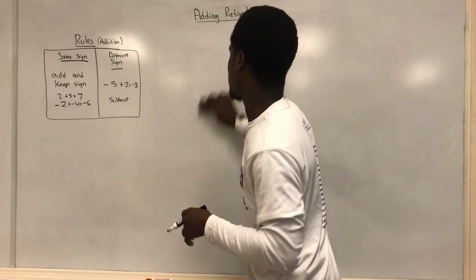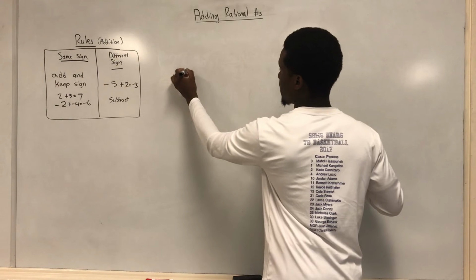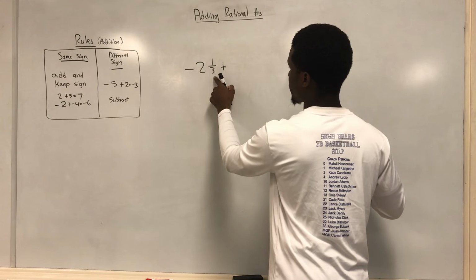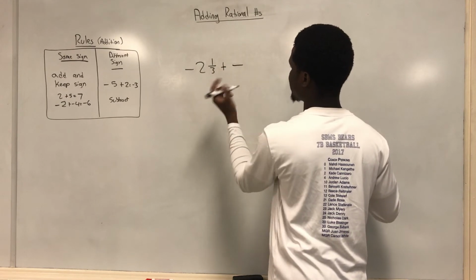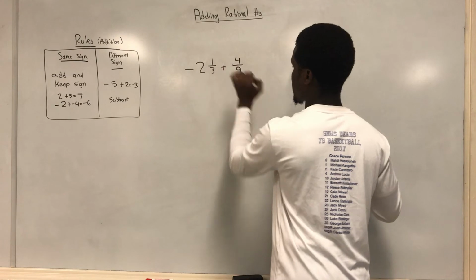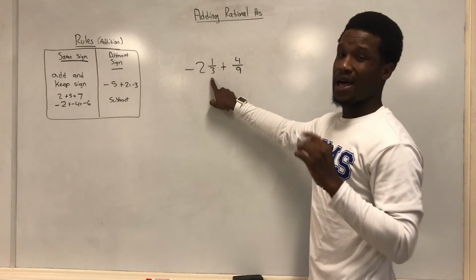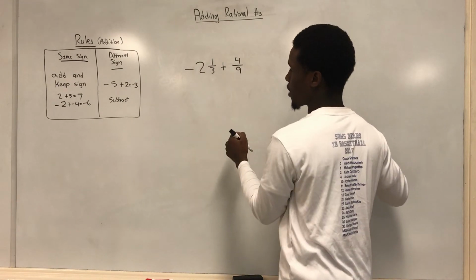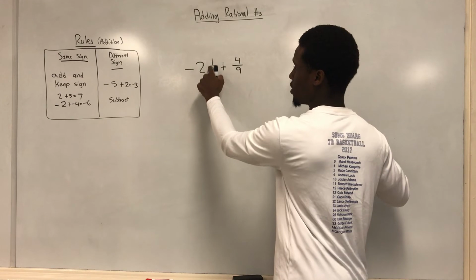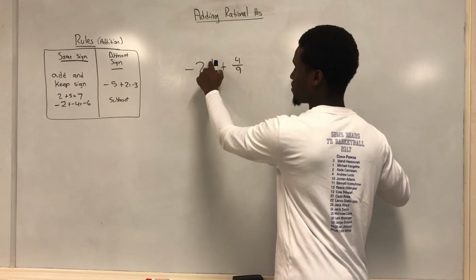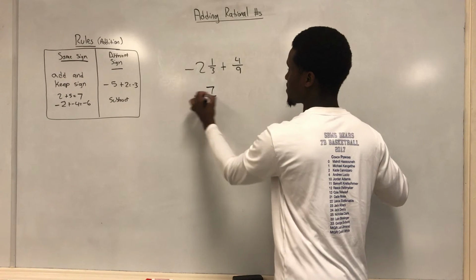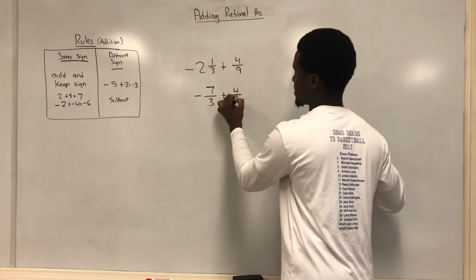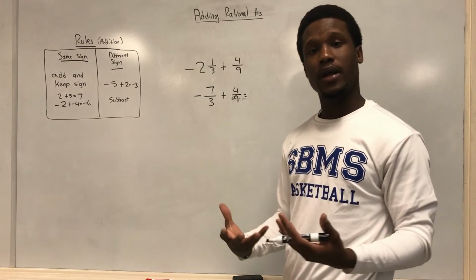Let's go ahead and try one more, but let's try a mixed number. Negative 2 and 1/3. Let's keep these numbers simple. Negative 2 and 1/3, and I'm going to add, let's say, 4/9. Here I have a mixed number, so I have to actually do something different first. I'm going to convert this into an improper fraction by multiplying 3 times 2 and adding 1. 3 times 2 is 6, plus 1 is 7. So I have negative 7 over 3, and I'm going to add that to 4/9. Now, from here on out, I do the same thing.